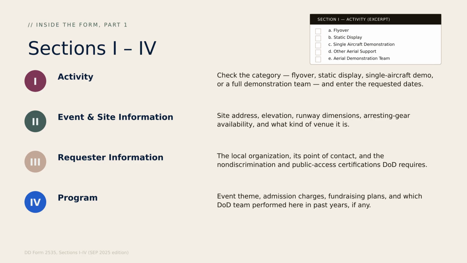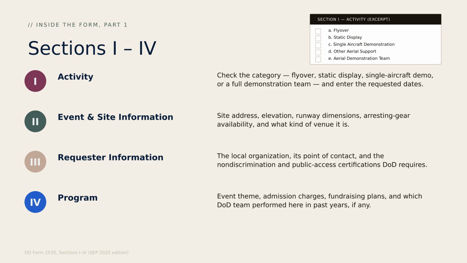Section 6 is site certification, signed by whoever holds authority over the venue, confirming the site is actually locked in. Section 7 is requester certification, signed by the organization's president, chairman, or wing commander, and that signature expires the day after the event, so it can't be reused for a future request.